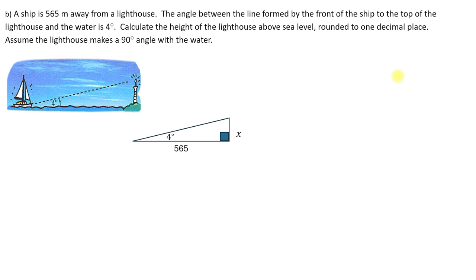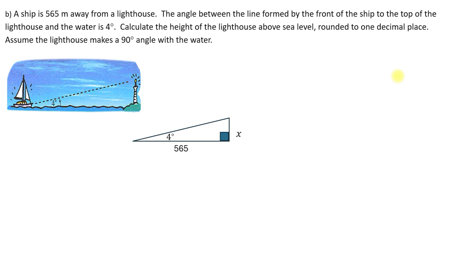A ship is 565 meters away from a lighthouse. The angle between the line formed by the front of the ship to the top of the lighthouse and the water is 4 degrees. Calculate the height of the lighthouse above sea level, rounded to 1 decimal place. Assume the lighthouse makes a 90-degree angle with the water.